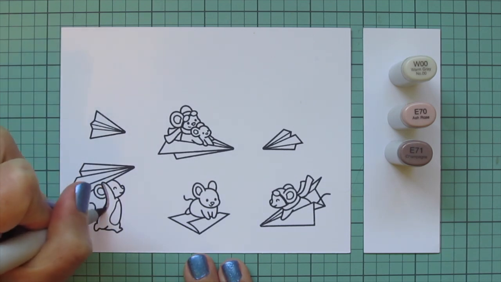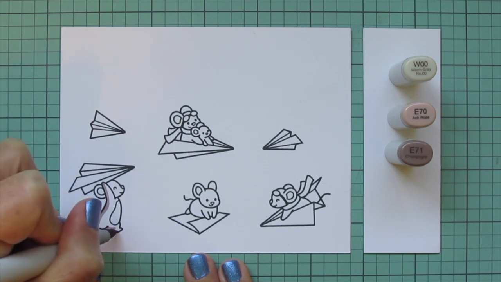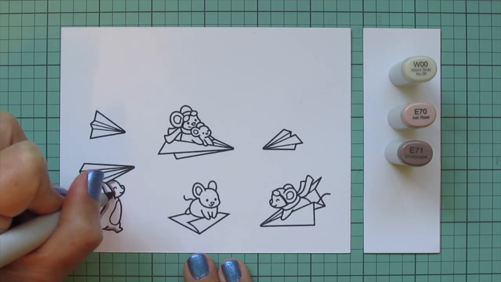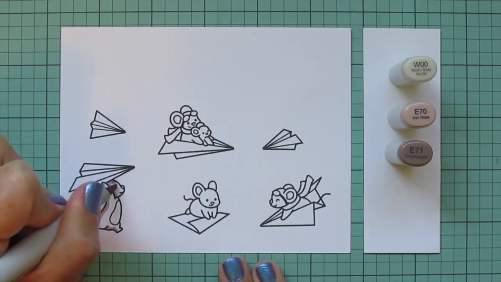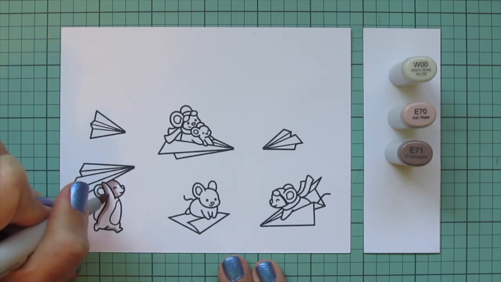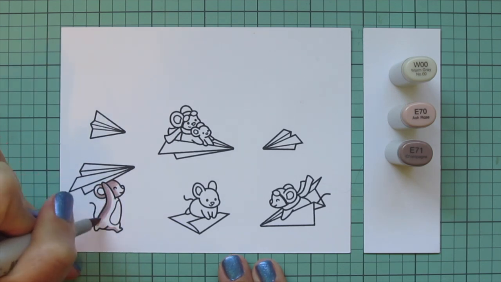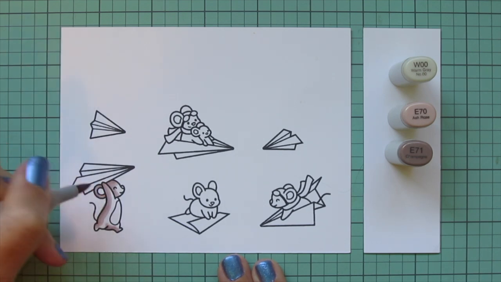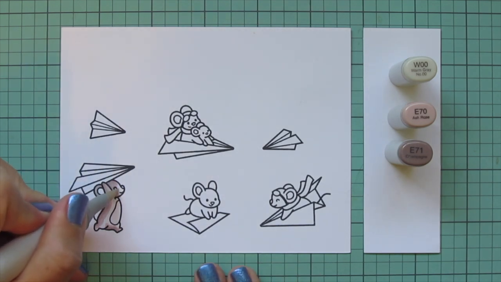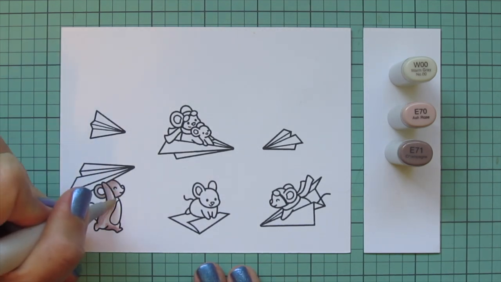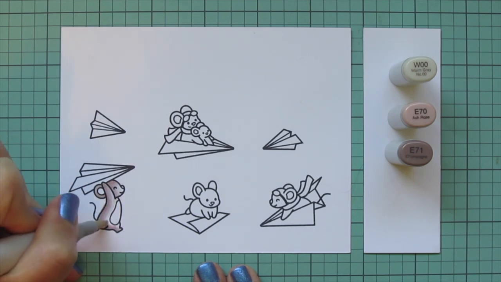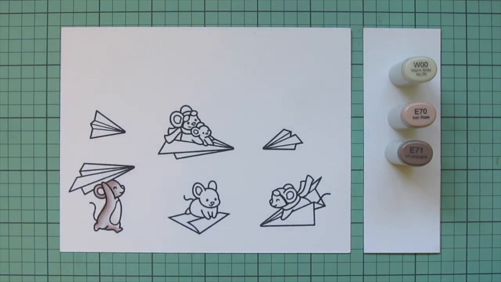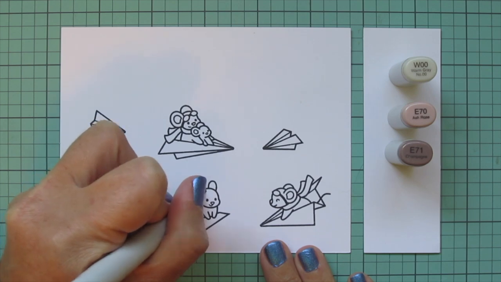So I'm going to start with my mice, and I'm going to use my favorite combo lately for mice. I really enjoy coloring them in this kind of grayish tone, and I'm using W00, E70, and E71. So I'm starting with that E71 and laying in some shadows, and then I blend out with the E70. And then I use the W00 for the highlight area. And I'll also use a little bit of the W00 on the belly and the inside of the ears.